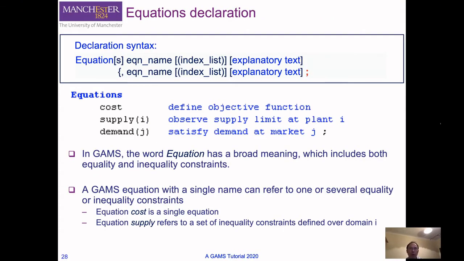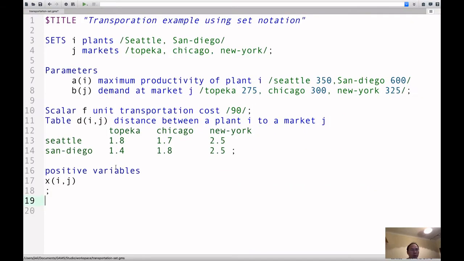The declaration of equations is very similar to what we have introduced in GAMS tutorial 1. Let's go back to GAMS and declare equations in the mathematical formulation. When we declare equations, we use the keyword equation or equations. Let's use equations.